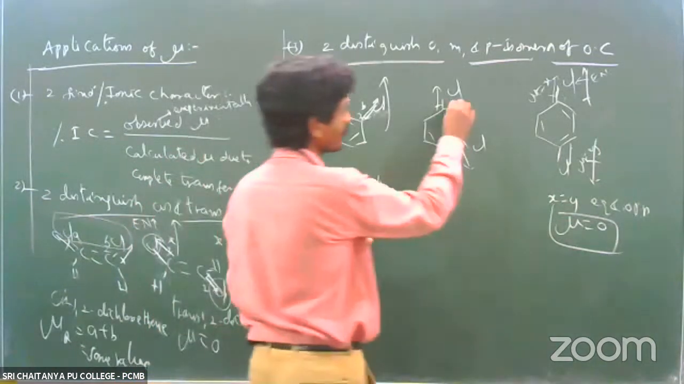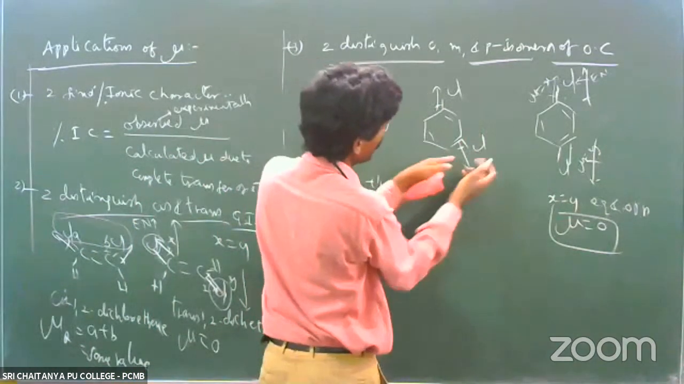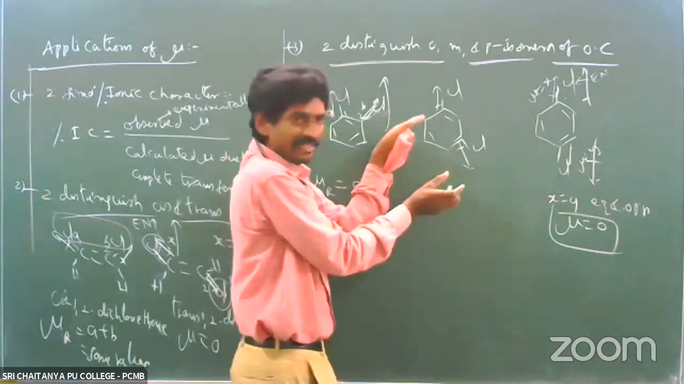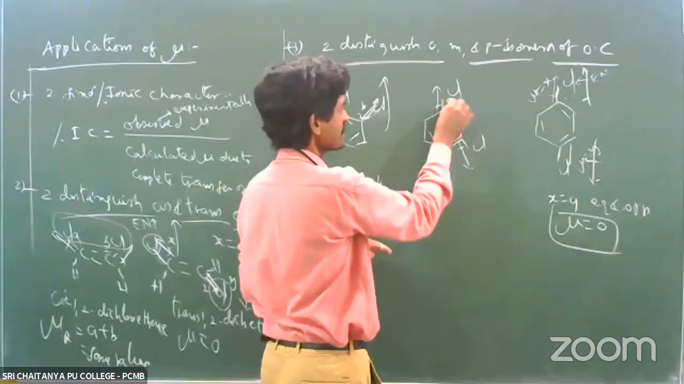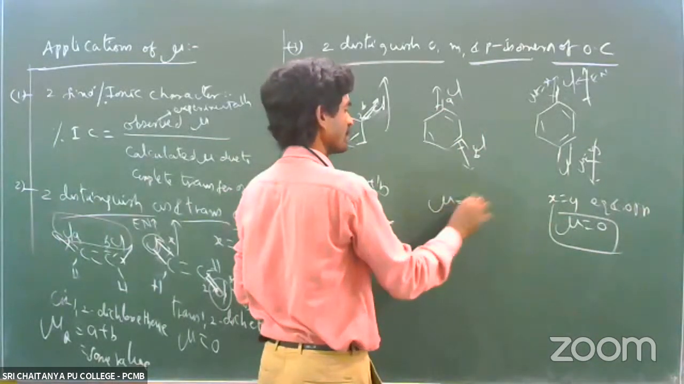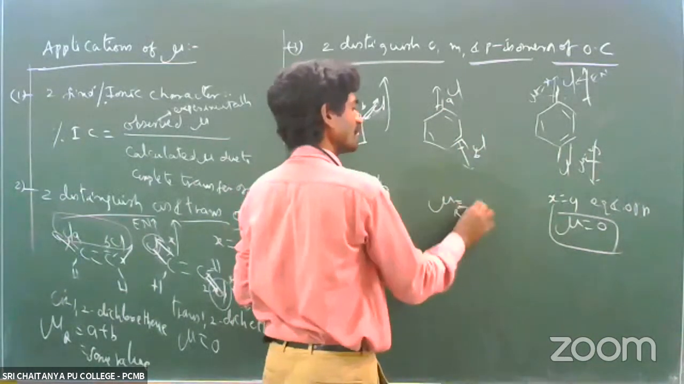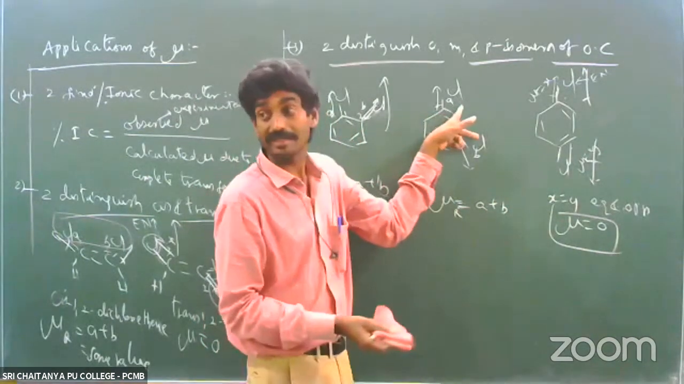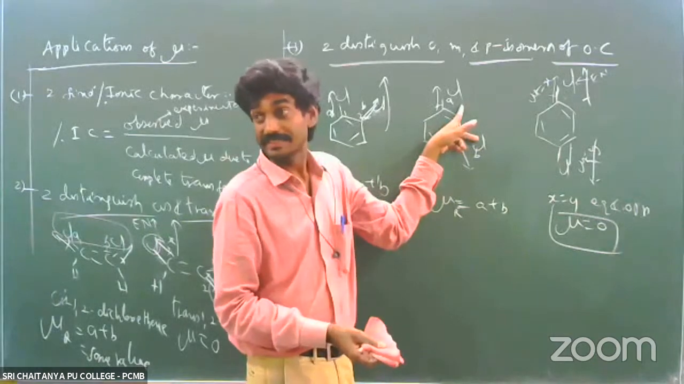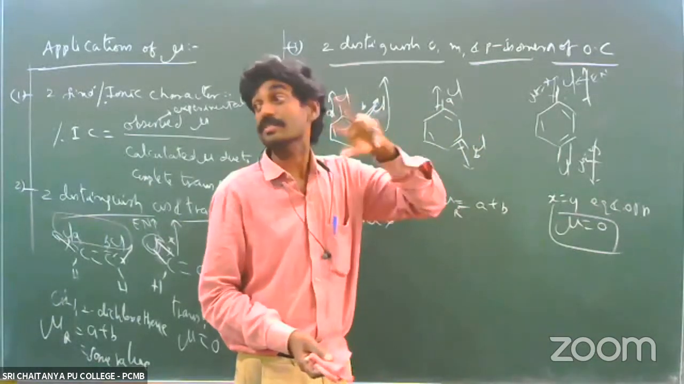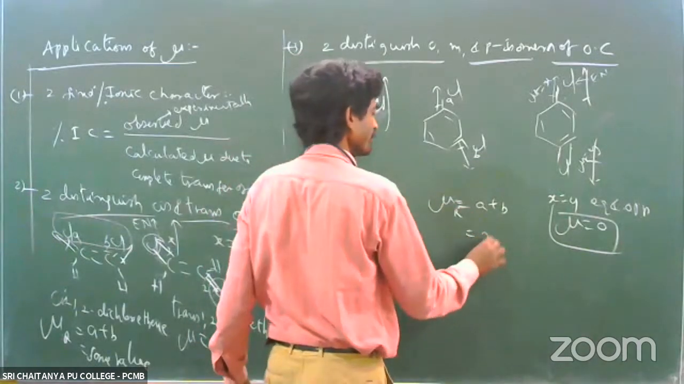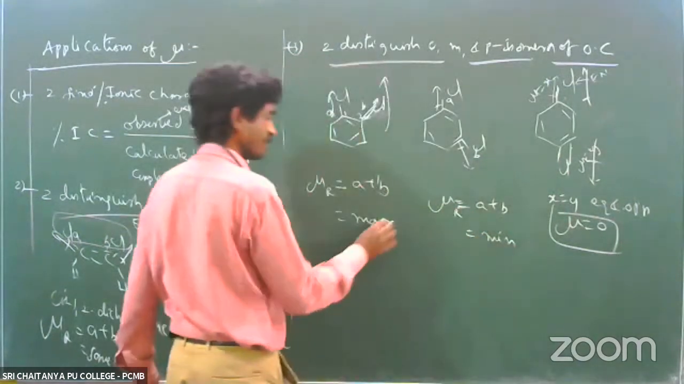And what about this one? It is moving this way, and this is moving that way, but not in exactly opposite directions. A little component remains. So this is A and B, and the resultant dipole moment is the sum, but the value is somewhat less. Why? Because it depends on the charge and the distance of separation of the two poles. So here you get the minimum value, and here you get the maximum value.